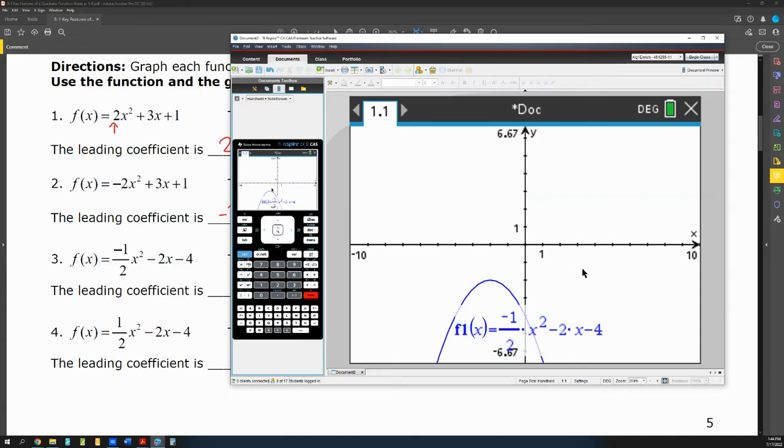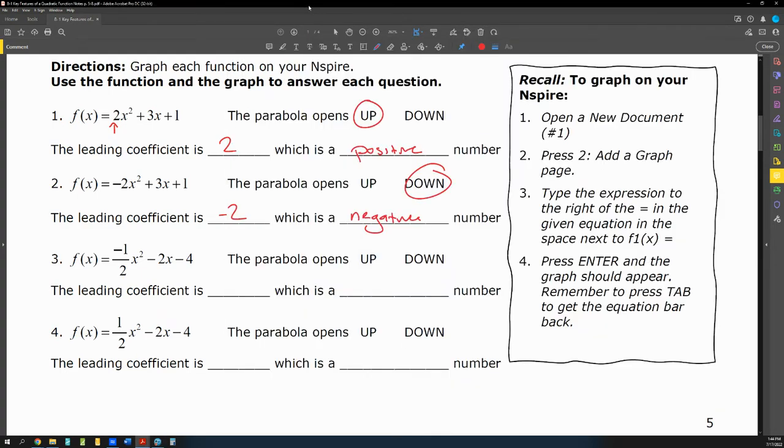So let's go ahead and see what that graph looks like. It's all the way down here. This graph opens downward. The leading coefficient is negative 1/2, which is a negative number.